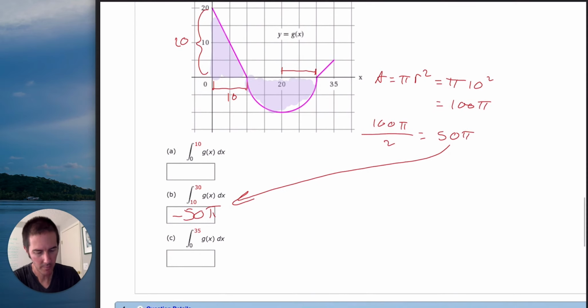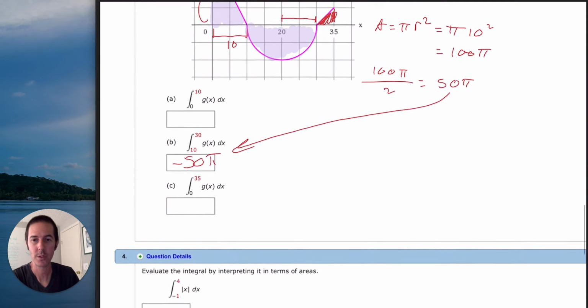And finally, same idea over here for this little triangle. You figure out how wide it is and how tall it is, and do base times height divided by 2 to get your answer for that portion of this question.